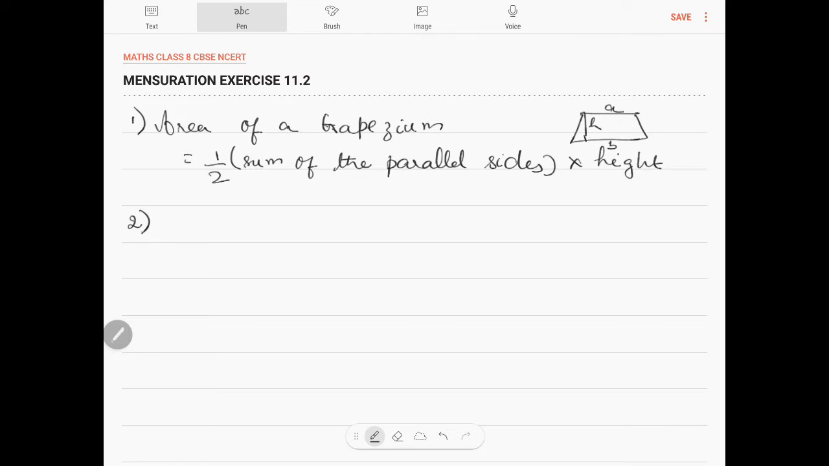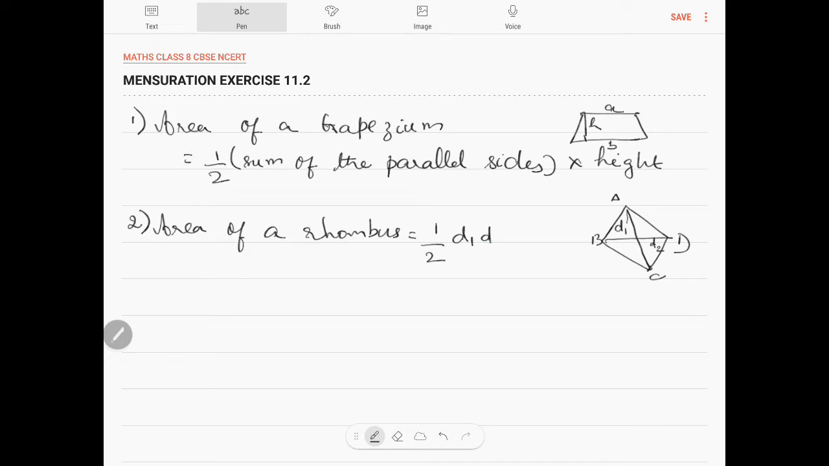Number 2, area of a rhombus. Suppose we have a rhombus like this, A, B, C, D. These are the diagonals. This is diagonal D1 and this is diagonal D2. So area of the rhombus will be half into D1 into D2, where D1, D2 are the diagonals.